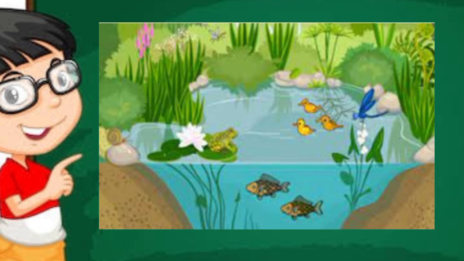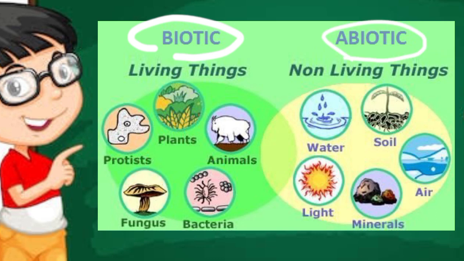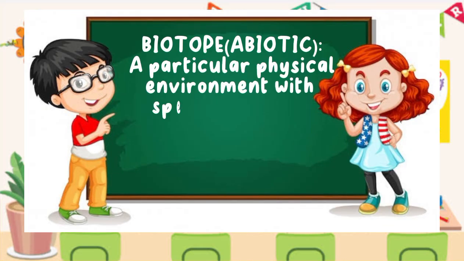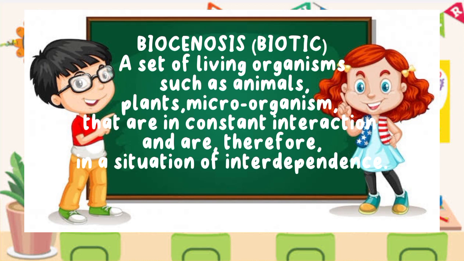This is an example of an ecosystem. Do you observe in a clean water that the frog, duck, fish, and other organisms are enjoying swimming in a pond? The ecosystem is made up of 2 inseparable components, the biotic or living things and the abiotic or non-living things. The examples of biotic are the plants, animals, protists, fungi, and bacteria, while the examples of abiotic are water, soil, light, air, and minerals. Biotope or abiotic is a particular physical environment with specific physical characteristics such as climate, temperature, humidity, the concentration of nutrients, or pH. Biocenosis or biotic is a set of living organisms such as animals, plants, and microorganisms that are in constant interaction and are therefore in a situation of interdependence in the ecosystem.